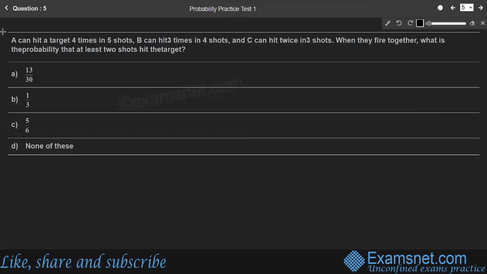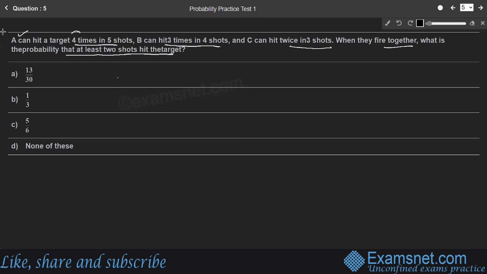Question number 5. A can hit a target 4 times in 5 shots. B can hit 3 times in 4 shots. And C can hit twice in 3 shots. When they fire together, what is the probability that at least 2 shots hit the target? So for that, we'll consider the probability that A can hit a target. Here, A can hit 4 times in 5 shots.